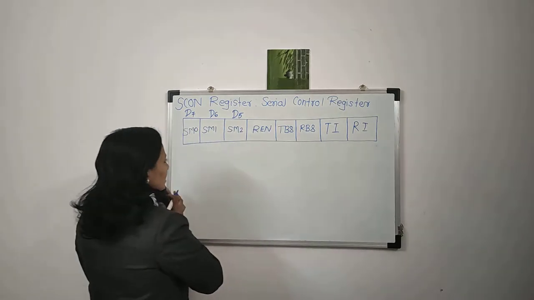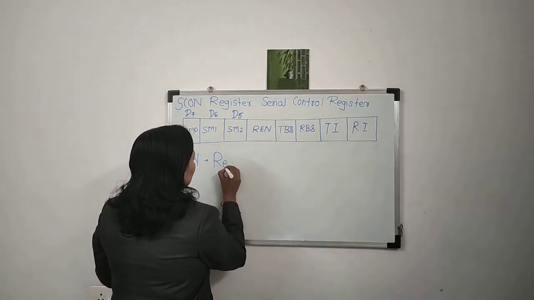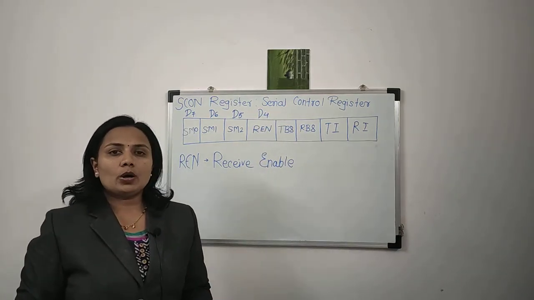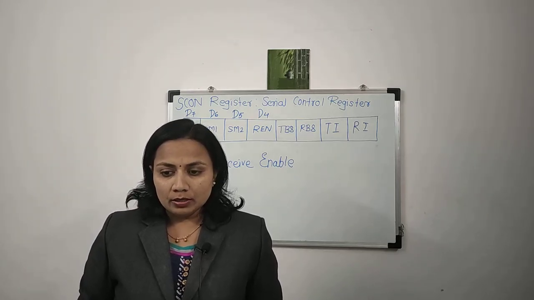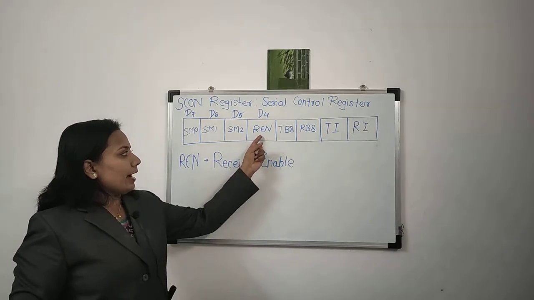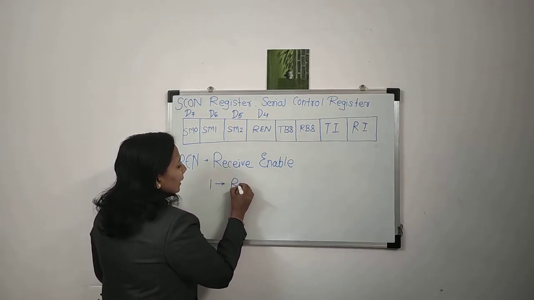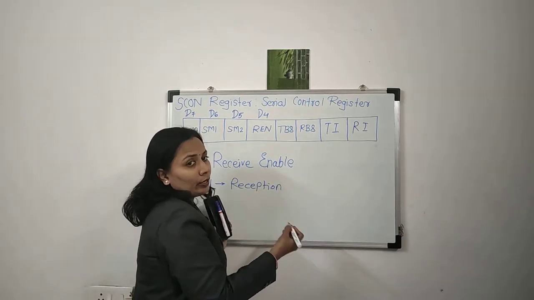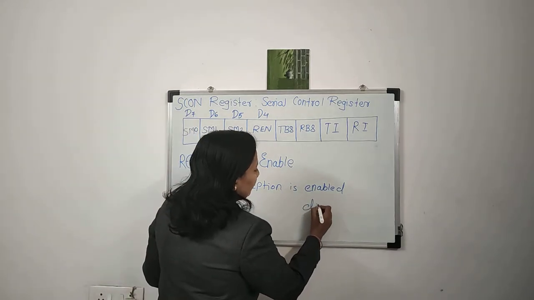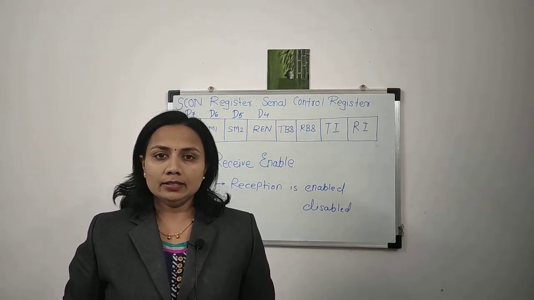Now what is the next bit? The next bit is REN, which stands for receive enable. This is the receive enable bit, which is the fourth bit of the SCON register. Whenever we want to use reception, or we want to enable the reception, you have to give the value one to the fourth bit of the SCON register. This indicates reception is allowed or enabled. And by sending zero value, this is disabled. So reception is not allowed with this REN when we are sending zero value.